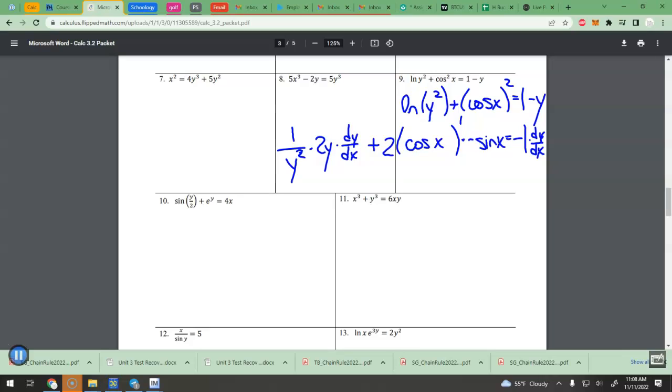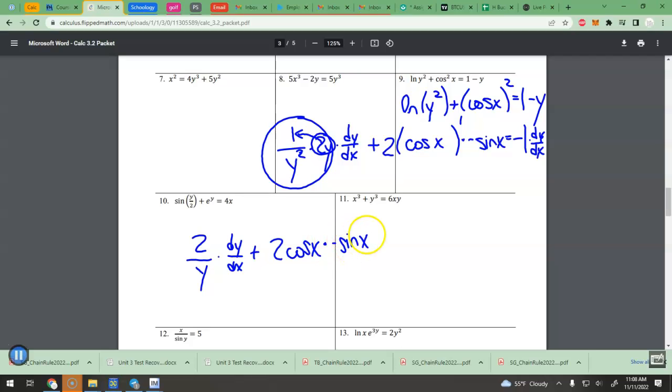Got some simplifying I can do. Like this, I can rewrite as 2 over y. This 2y is really up here. And then you have an extra y at the bottom and a 2 on top. So 2 over y times dy dx plus 2 cos x times negative sine of x, I guess that's the only thing I can really clean up, equals negative 1 times dy dx.